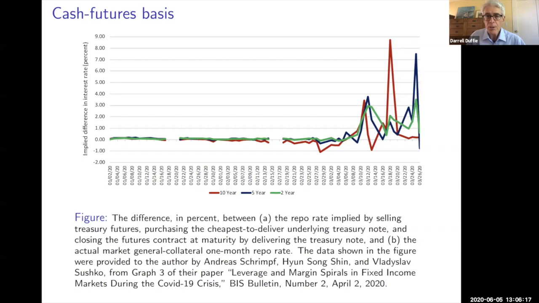This particular basis trade, that is buy the cheap, sell the rich, was being used extensively by large hedge funds as a way to store their cash. Why would they lend money in the ordinary repo rate market when they could lend money in the implied repo rate market at a higher rate?